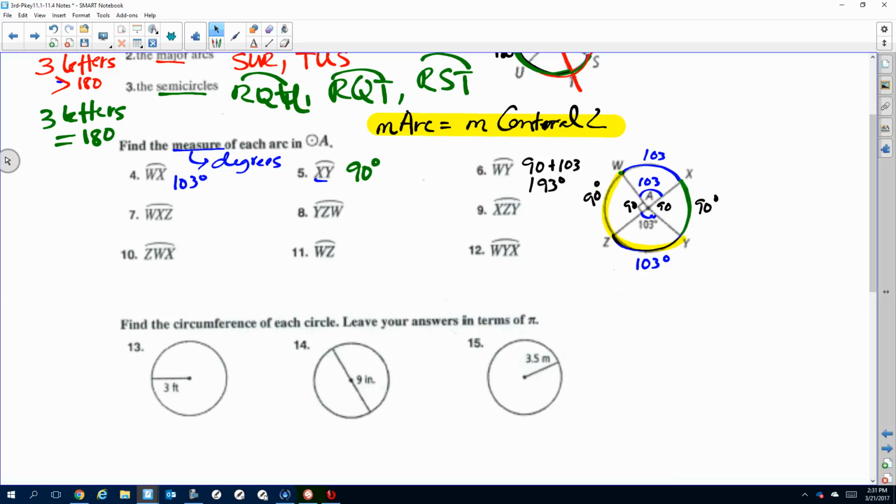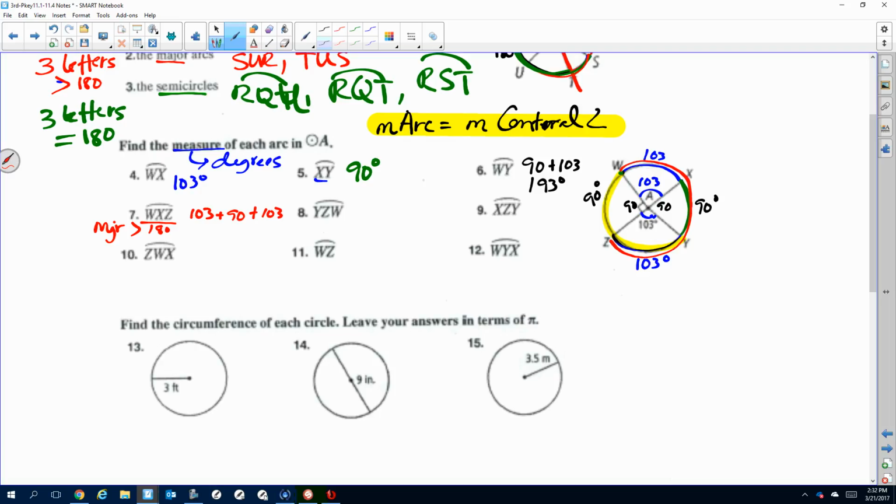Now we have three letters. Remember, if it's three letters, it's a major arc. So that means it has to be greater than 180. So we're going to follow those letters. We're going from W, X, Z. Here's W. Then we're going to X. Then we're coming all the way around to Z. So when I do that, I could add up all my pieces. So that would be our 103, our 90, and another 103 to get our angle measurement.